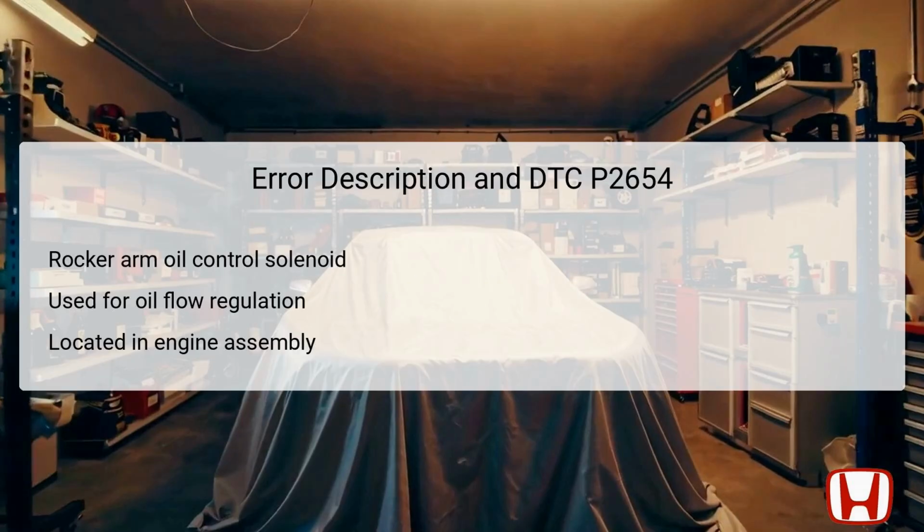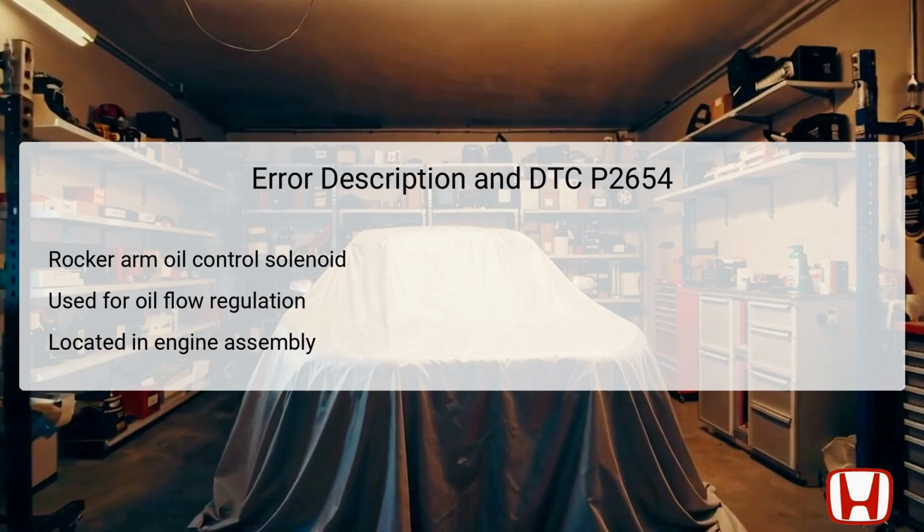The rocker arm oil control solenoid is integral to the engine's variable valve timing system. Its primary function is to manage the flow of oil to the rocker arms, thus optimizing the timing of the engine valves. This is essential for maintaining engine efficiency and reducing emissions. Located within the rocker arm oil control valve assembly, it directly affects how the engine performs under various operating conditions.